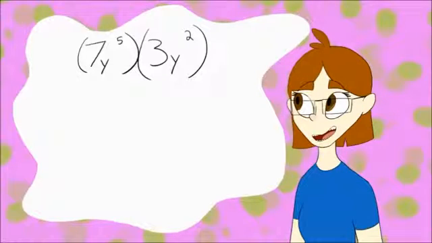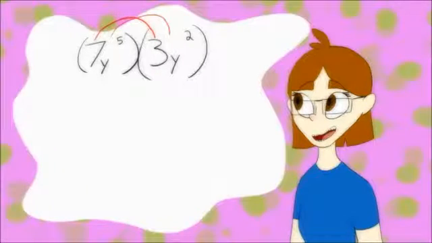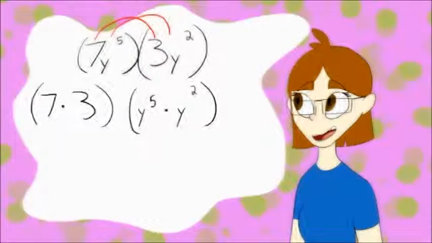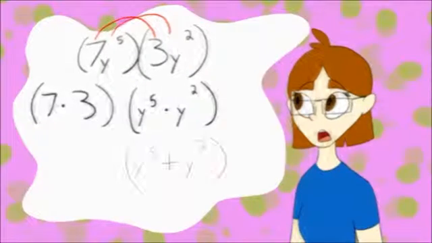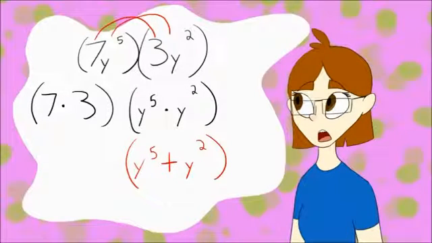7y to the 5th and 3y squared. Now what you're going to want to do first is bring together the 7 and the 3 and both of the y's. So you should end up with this. Now, the thing about the 5 and the 2 is that you're not actually multiplying them, you're adding them, since they're both inside of the parentheses and they have a variable attached to them, which is y.